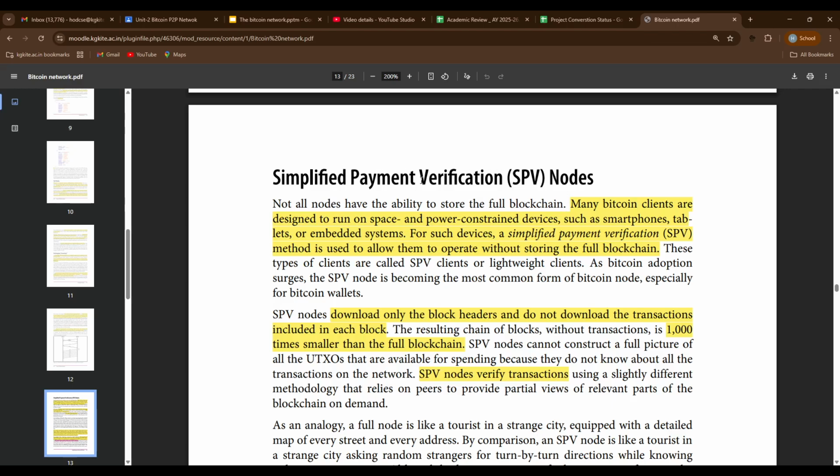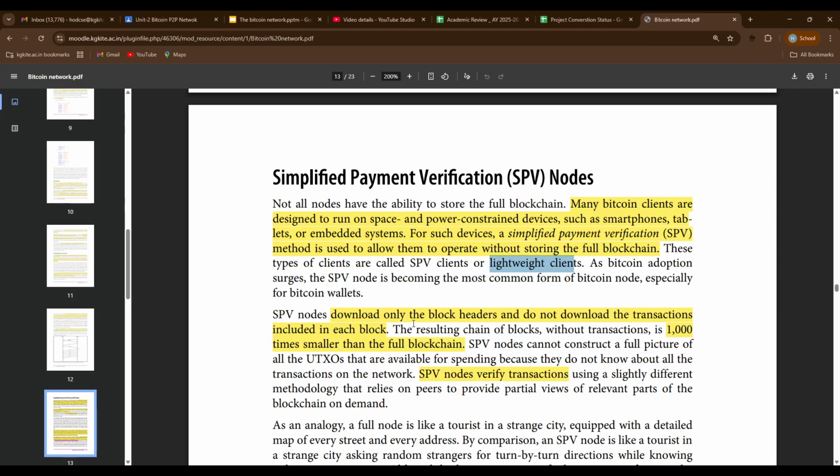The second one is SPV nodes, simple or simplified payment verification nodes. Many Bitcoin clients are designed to run on space and power constrained devices like smartphones, tablets and embedded systems. For this type of node, the SPV method is used. Why? To allow them to operate without storing the full blockchain. That's all. We call them lightweight clients.